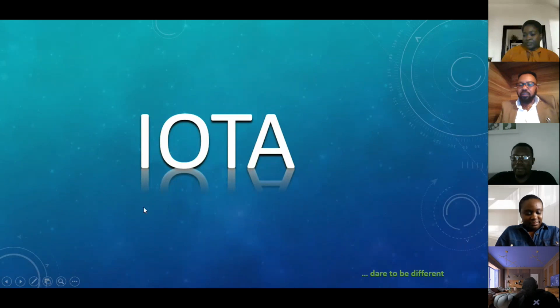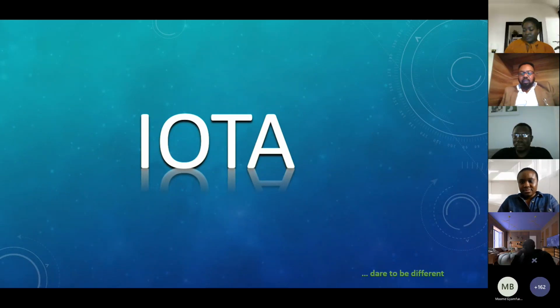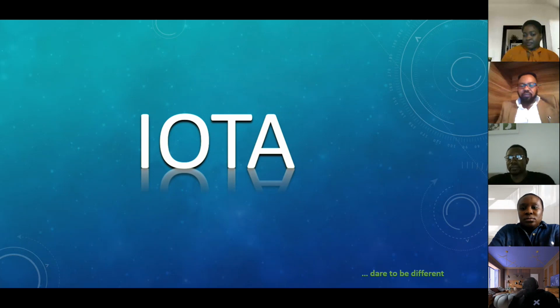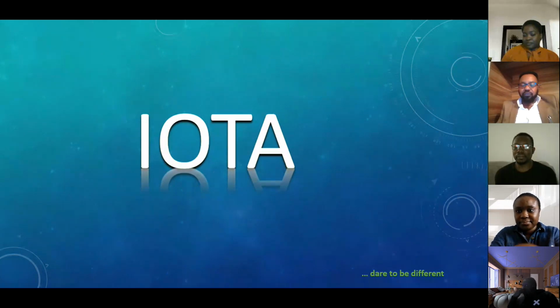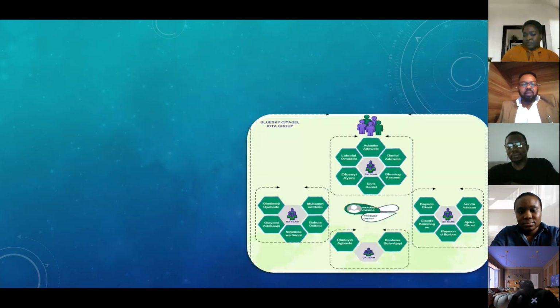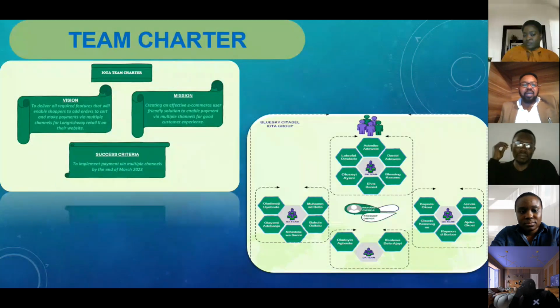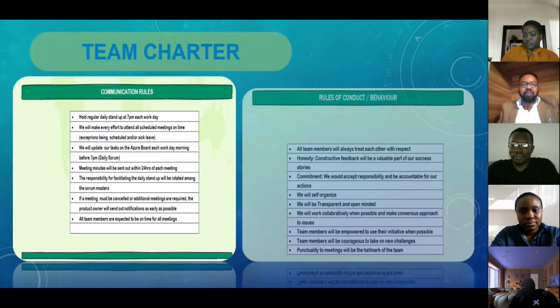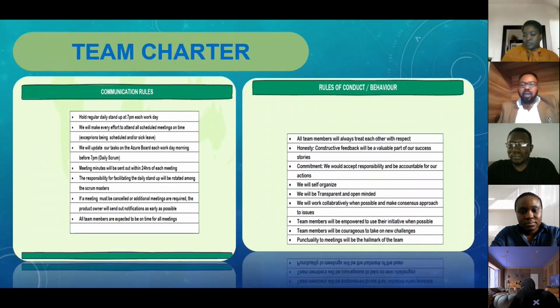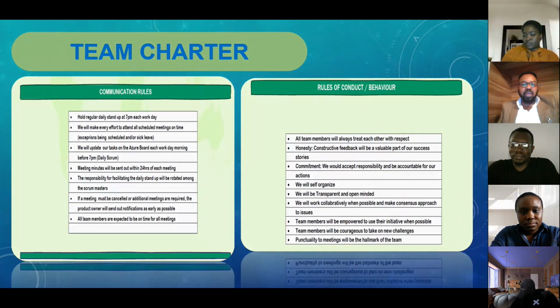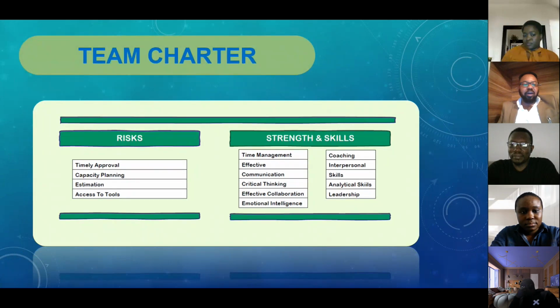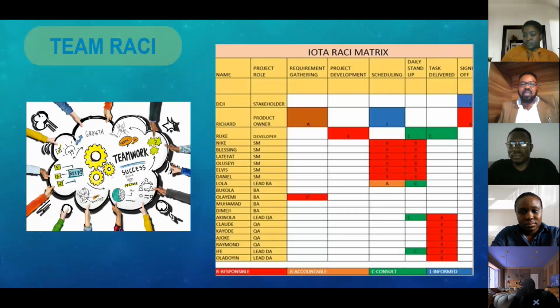Can you see my screen? Yes. Good evening. My name is Daniel King. I'm from the team Iota, Dare to be Different. This is our team charter of the Iota team. As you can see, this is what we work to and is put together by all the team members. We have our communication rules and our conduct and behavior. The team charter also covers the risks and the strengths and skills within the team.